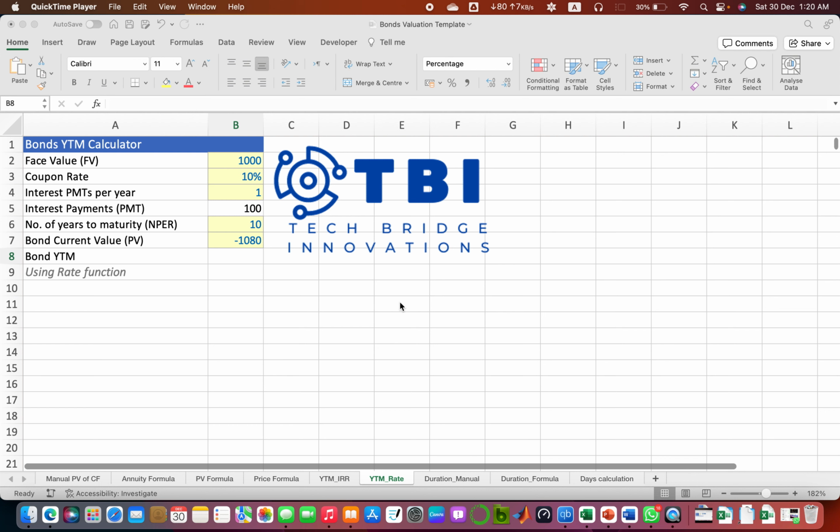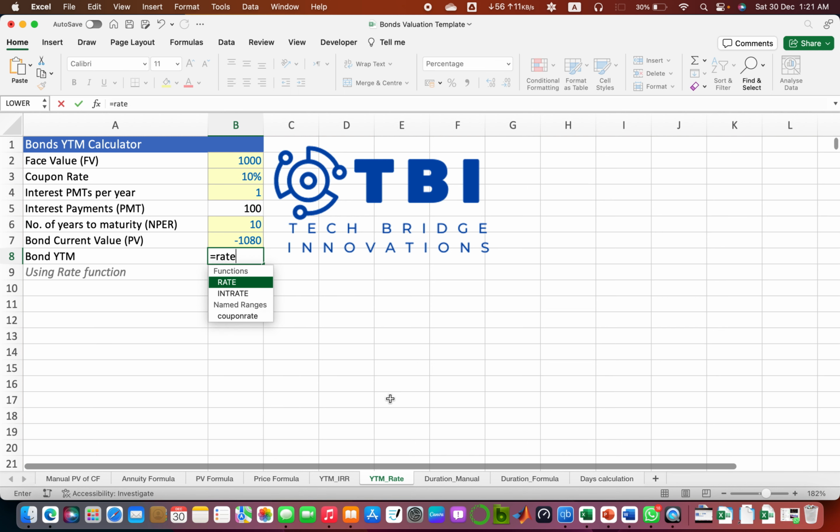In the previous video, we learned how to find out using the IRR formula, and that IRR formula is not specifically built for bonds. That is just the internal rate of return, the required rate of return calculated using for any cash flows. That is not related to only bonds. That can be any cash flows. But this rate function is specifically made for the purpose of finding out the YTM of a bond.